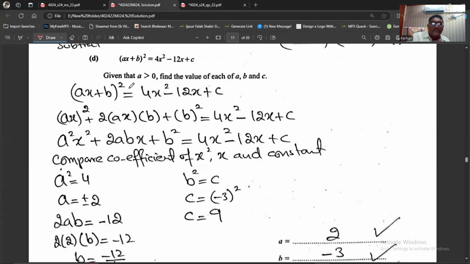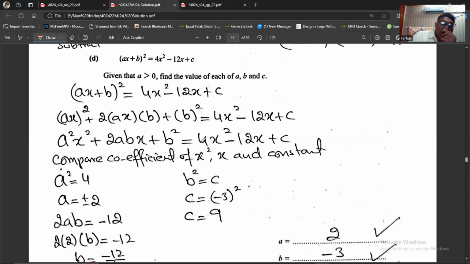(ax plus b) whole square is equal to 4x square minus 12x plus c. This is what they have given. So I will open this left side with the help of the identity, the whole square formula. That is square of the first term plus 2 into the first term into second term plus square of the second term. So this will become a square x square plus 2abx plus b square is equal to 4x square minus 12x plus c. So now I'm going to compare the coefficient of x square with x square, the coefficient of x with x, and the constant terms on both the sides.